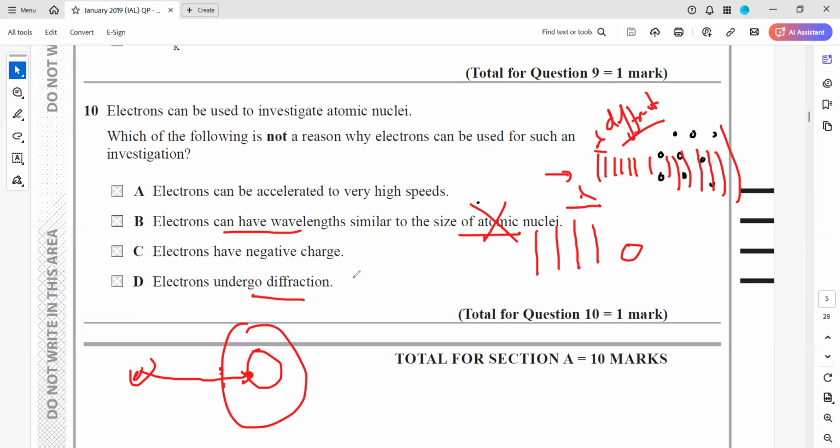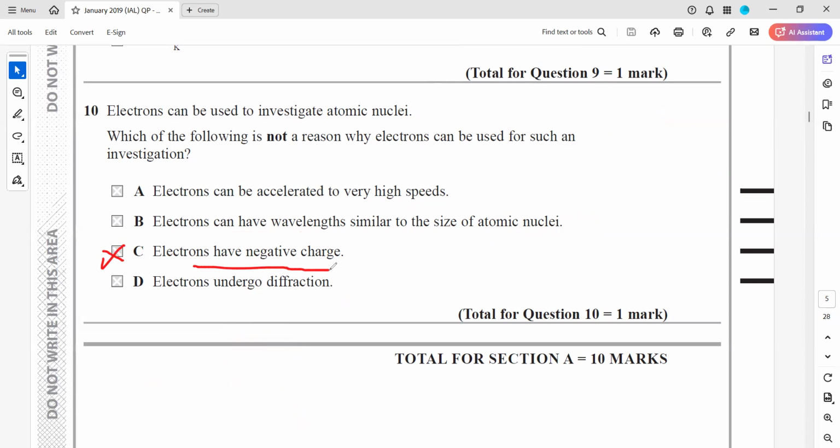Electrons can undergo diffraction, but not in atomic nuclei. Electrons can undergo diffraction when you use a lattice, an ionic compound or a crystal. When you pass through it, the wavelength associated with the gap size causes maximum diffraction. That's why electrons having a negative charge is not a reason why electrons can be used for such an investigation.